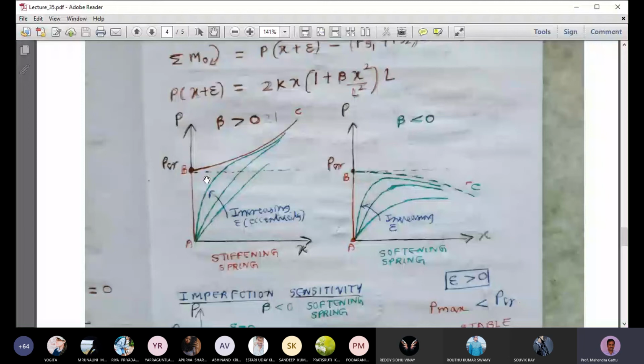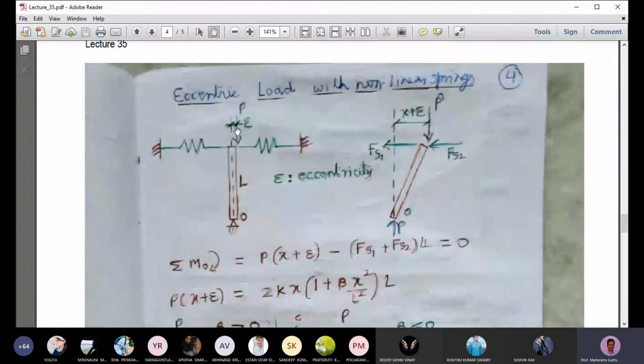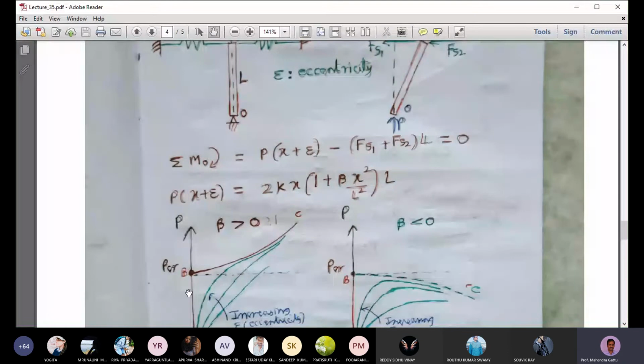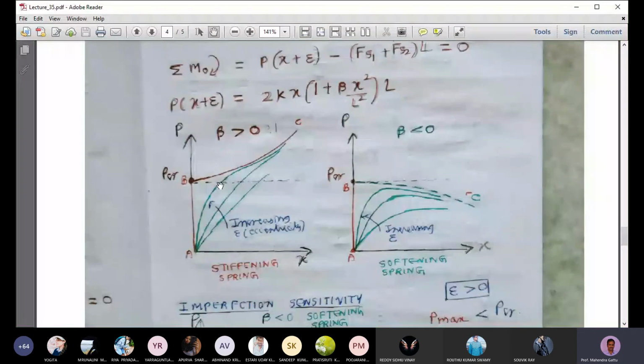So when beta is greater than 0, this is the behavior. What you see here is, although the buckling load is reached, the structure has not failed. It can still take more and more load. So P critical is not the limiting load for this structure. At P critical, usually there is a change from axial compression to a bending mode, and that P critical is this one. In experiments, there is no reason for the structure to fail. The structure can still take more and more load, as you can see from this bifurcation diagram. So this is for a stiffening spring.